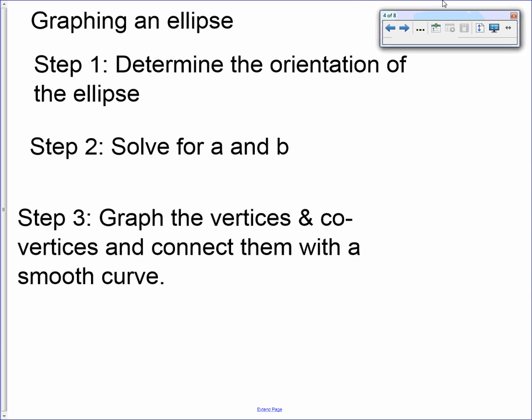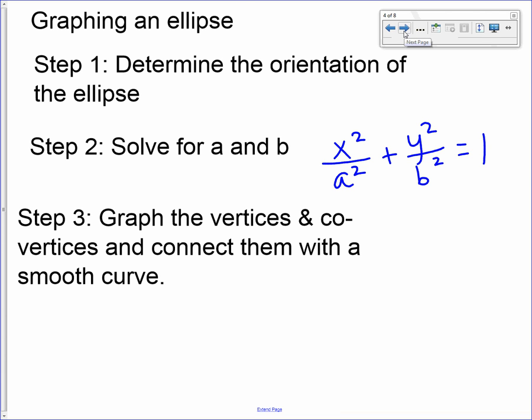You're then going to solve for a and b. Remember that in your equations, the denominators are a squared and b squared. That can be a little tricky sometimes because we want just a or just b. And the reason we want a or b is so that we can actually go to step 3. They're going to tell us where to graph our vertices and our co-vertices, and then we're just going to do our best to draw an ellipse.